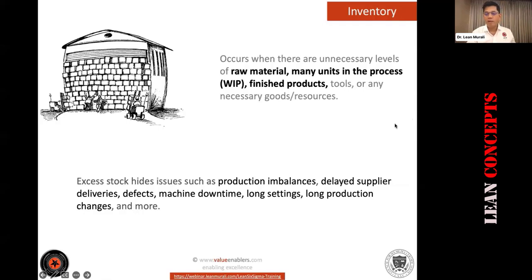All of you type IHP in the chat box. Inventory hides problems. And I'll also tell you, inefficiencies manifest as inventories. How many of you agree with me? Inefficiencies manifest as inventories.